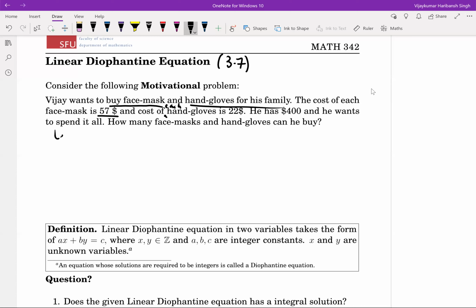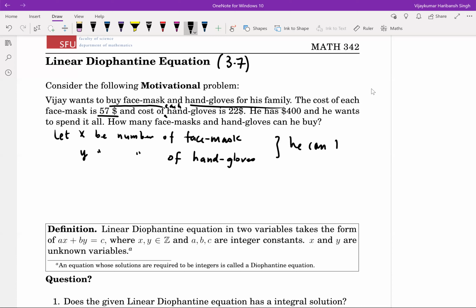So in this case, let X be the number of face masks and let Y be the number of hand gloves he can buy. So if you multiply 57 times X and 22 times Y, this should add up to $400.